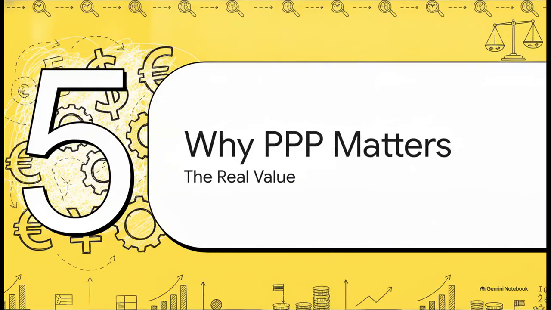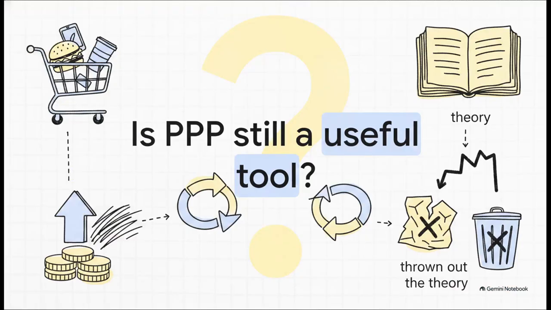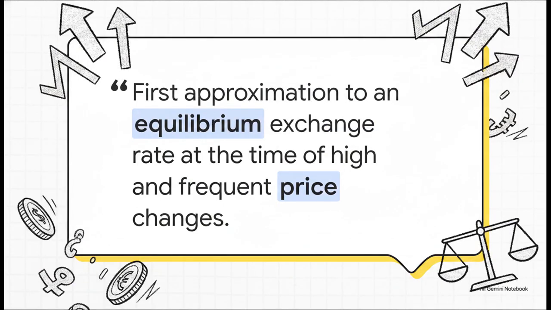Section 5. Why PPP still matters. So we have to ask, is PPP still a useful tool? If it ignores modern services and huge capital transfers, should we just throw the theory out the window entirely? Absolutely not. Despite its limitations, the purchasing power parity theory is, quote, used as the first approximation to an equilibrium exchange rate at the time of high and frequent price changes.